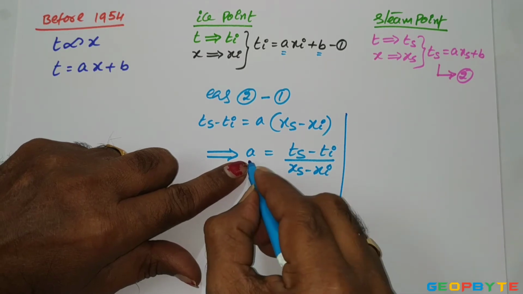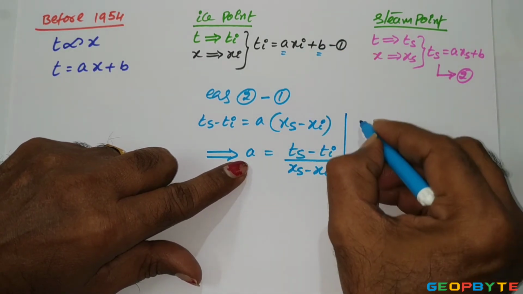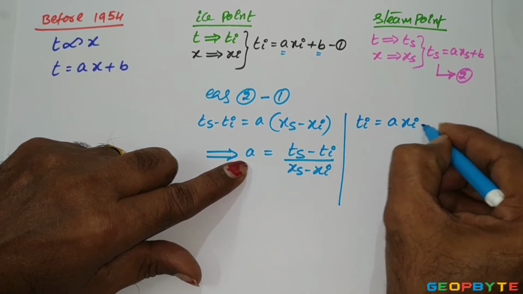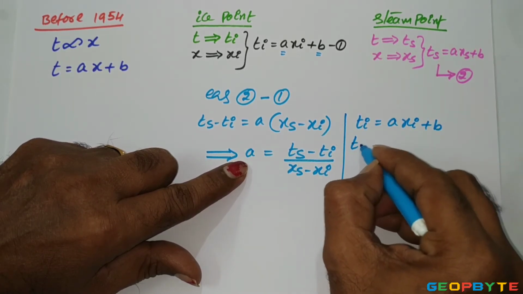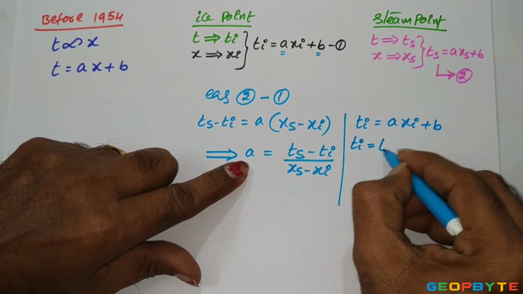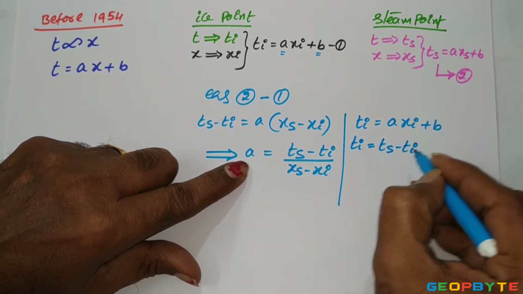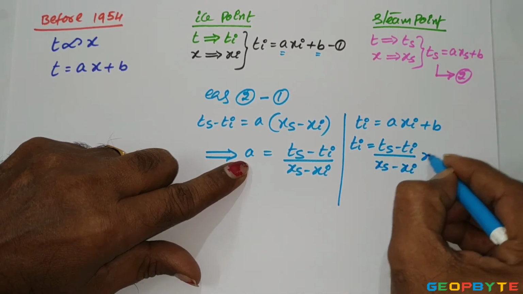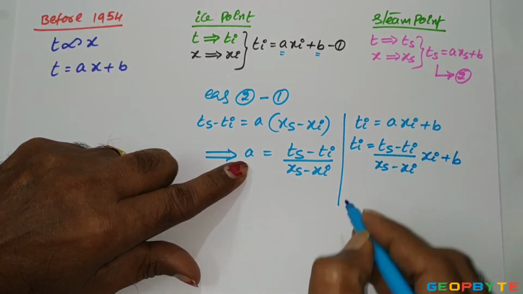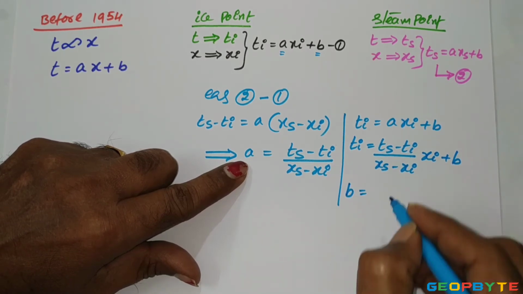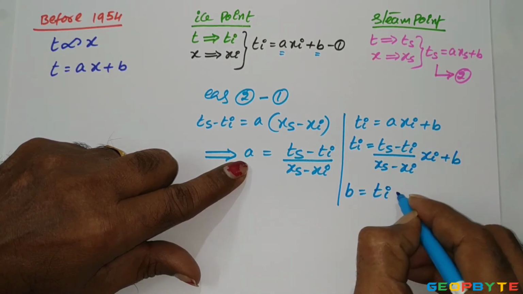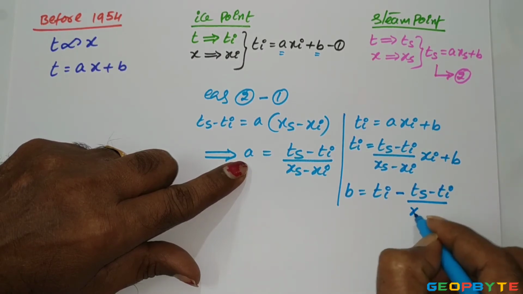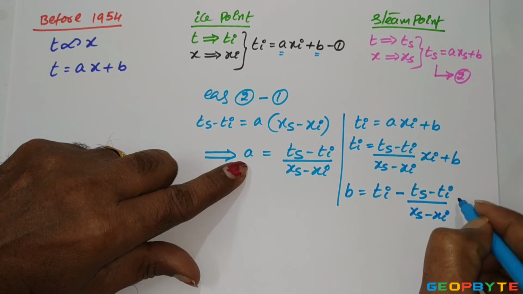Now I am going to put this A value in equation 1. Equation 1 is Ti equal to A xi plus B. So Ti equal to (Ts minus Ti) divided by (Xs minus Xi) into Xi, plus B. From this, the second constant B equal to Ti minus (Ts minus Ti) divided by (Xs minus Xi) into Xi.